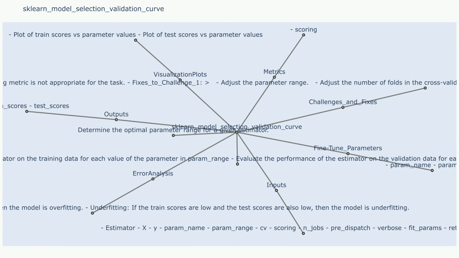Explore feature engineering techniques to create new features that better capture the relationships in the data. Ensure that the chosen hyperparameters are appropriate for the model and the data.